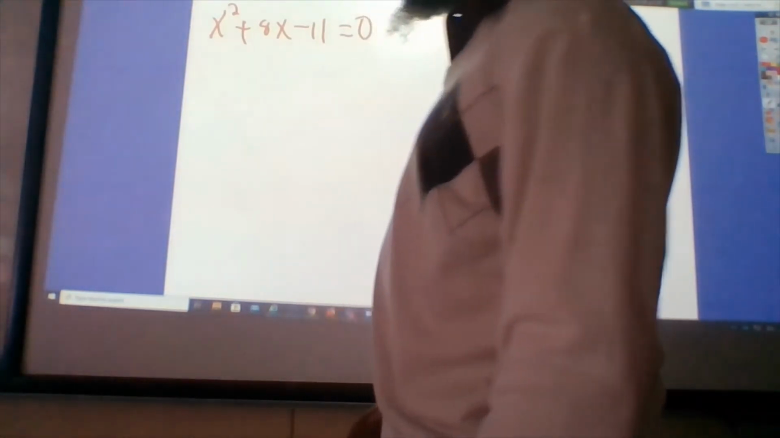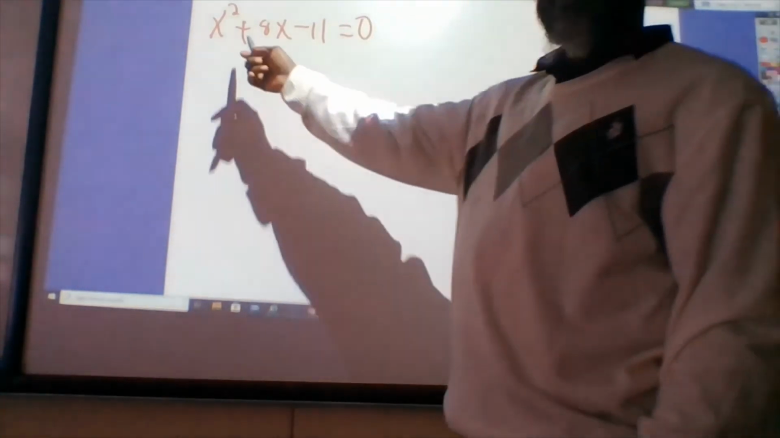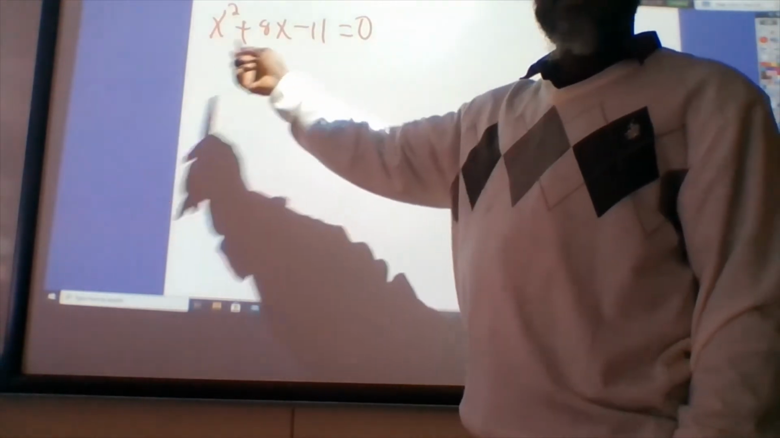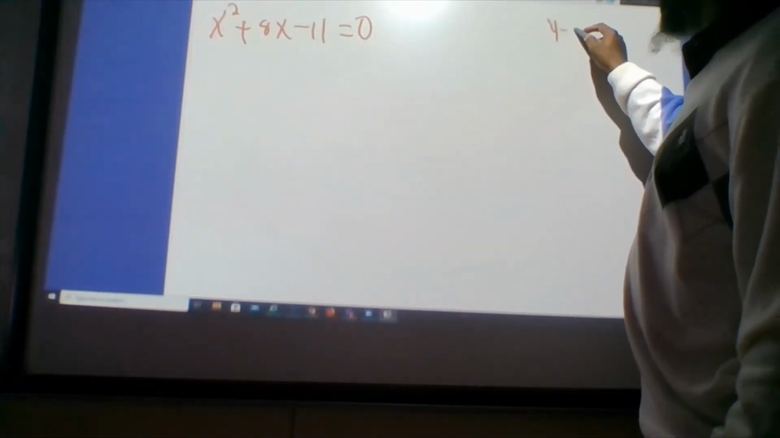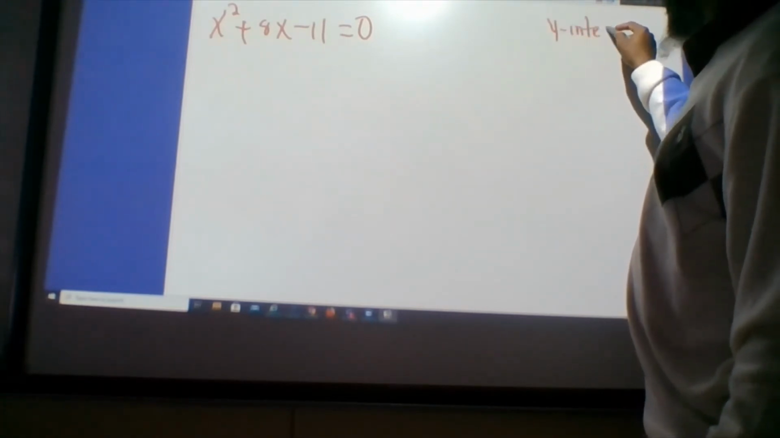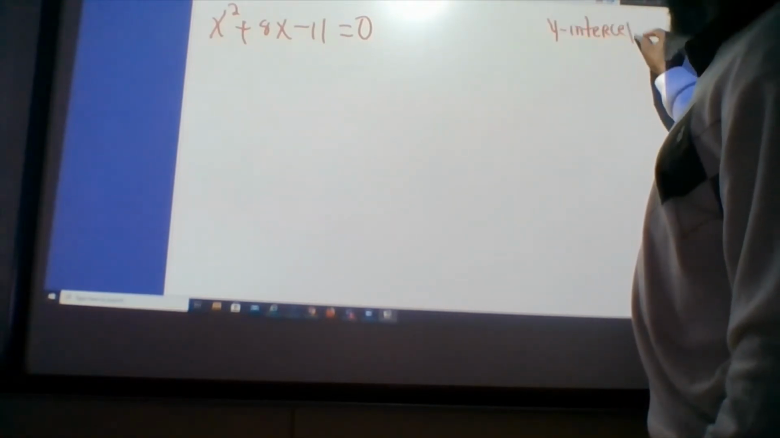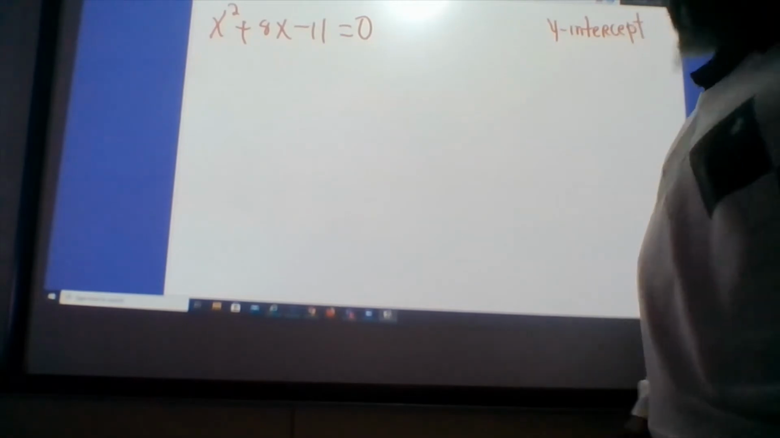Remember, I'm teaching you how to find those points. Once we know how to find those points, we're going to put them on the coordinate grid. All right? That will give you 0, comma, negative 11. This is my y-intercept.